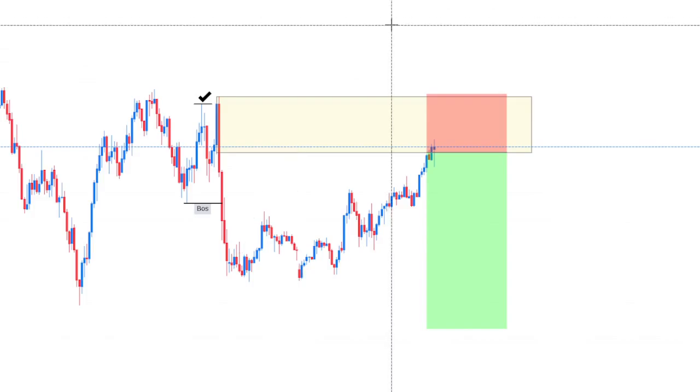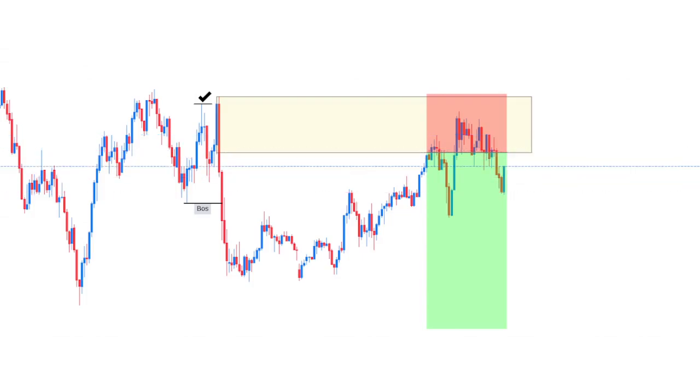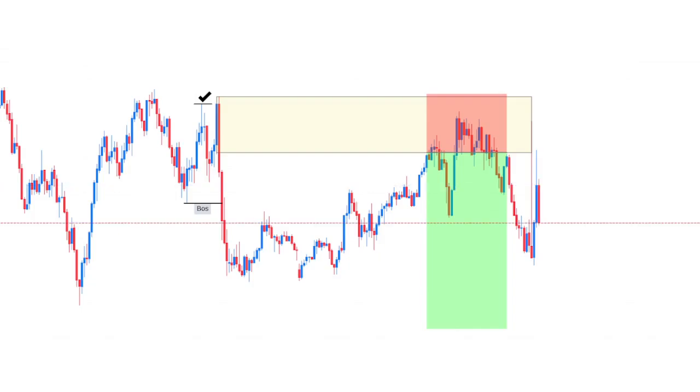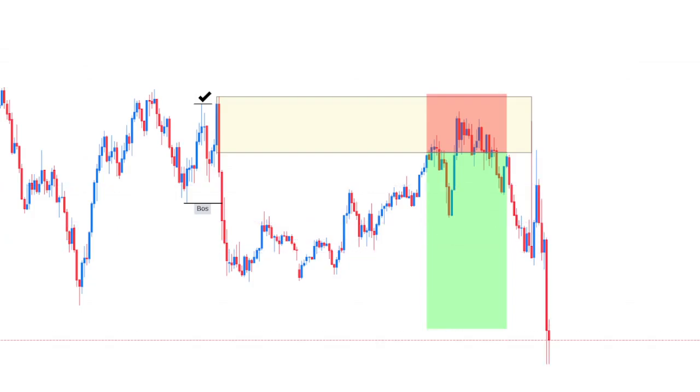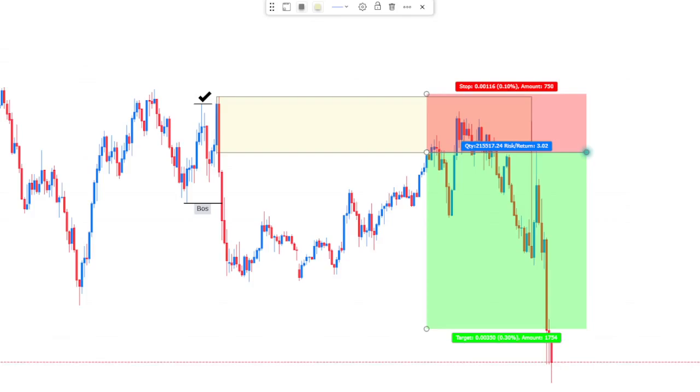And what do we do now? Obviously we have to wait for our what? Our SL to be taken out first, for our trade to be invalidated, and our TP to be hit if the trade is moving well. And as you can see, the trade is moving well. And this is how the trade moved. TP was hit, and price continued on going all the way to the downside.